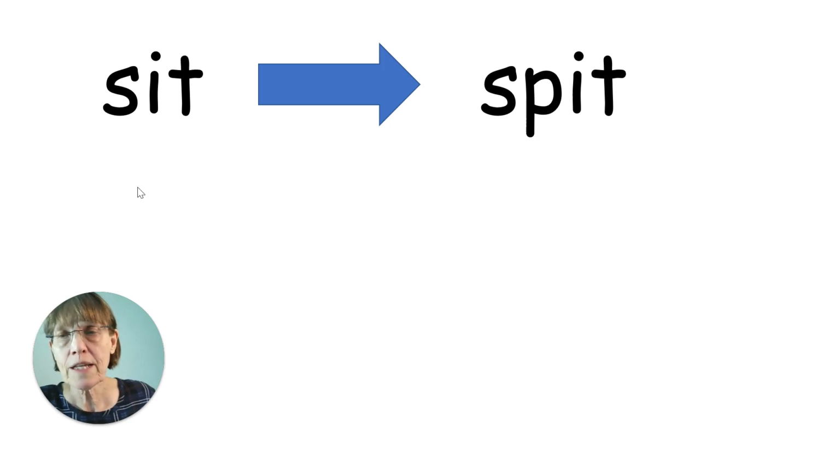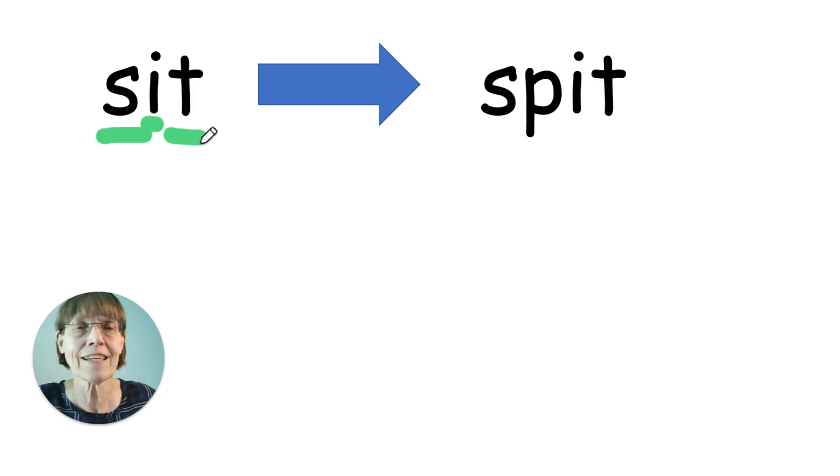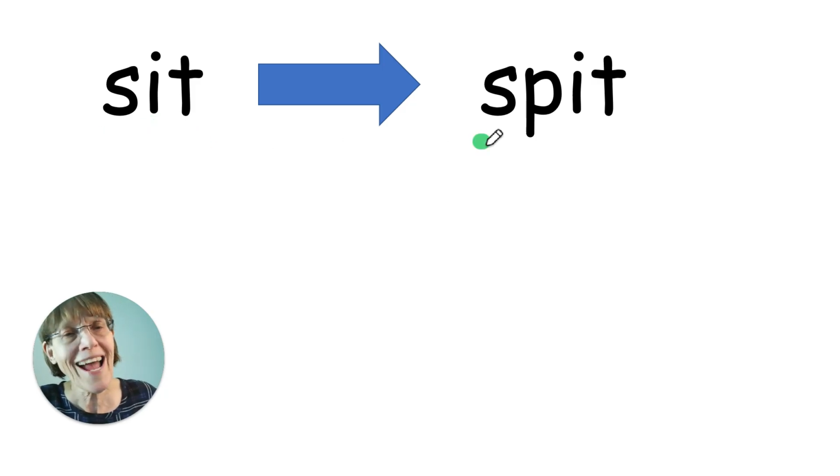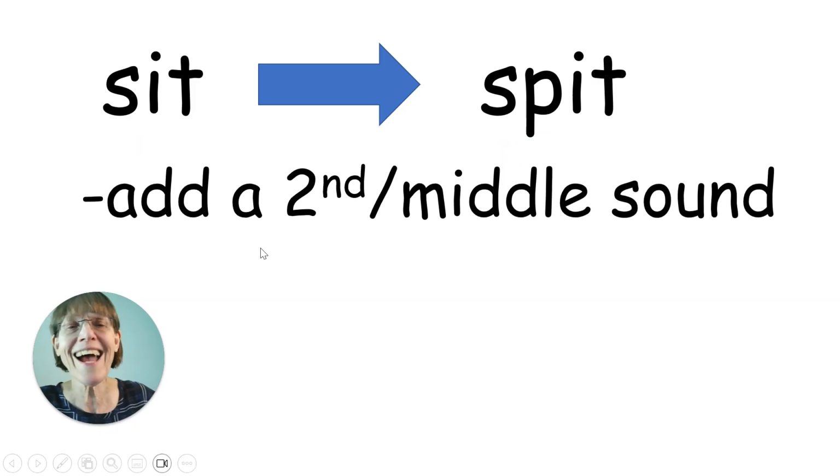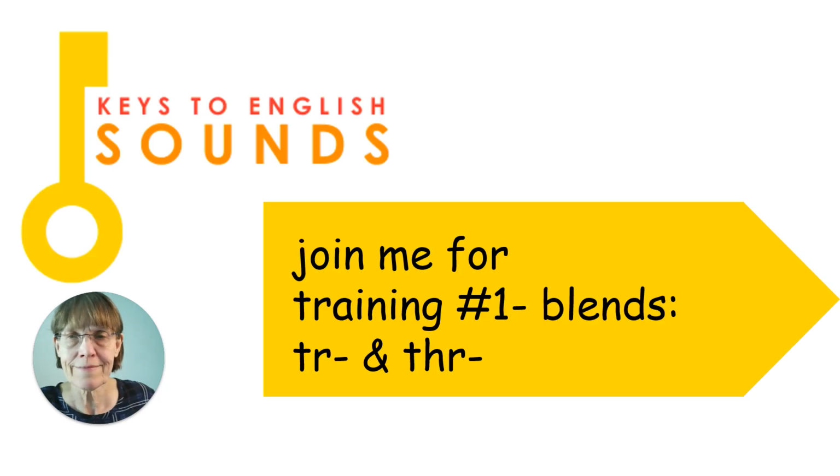So here we start with the little word sit. Sit. But over here we now add a second sound. Now we have a consonant blend, sp. And then we have it. Spit. It and it. But different. Here 2 sounds and here 1 sound. So we add a second or a middle sound.